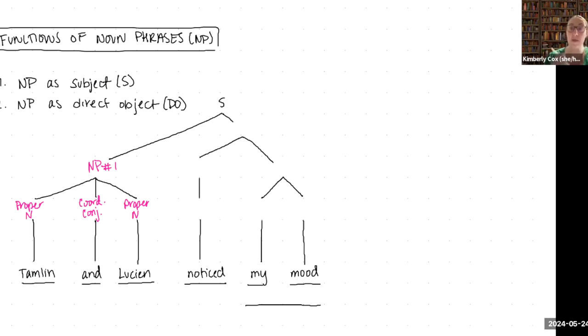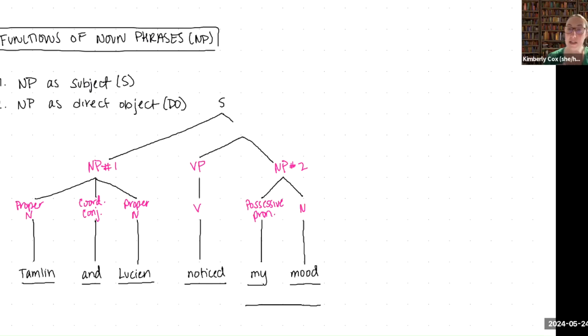We'll talk about their function in just a little bit, but I want to finish talking about the remainder of the words. Noticed is a verb. It's a past tense verb. We'll talk a little bit more about tense in relationship to the trees in just a little bit, but it's on its own, so it forms a verb phrase by itself. Then we have my, which is a possessive pronoun, and we have mood, which is a noun. So possessive pronoun and a noun is going to be another noun phrase. So this is noun phrase number two.